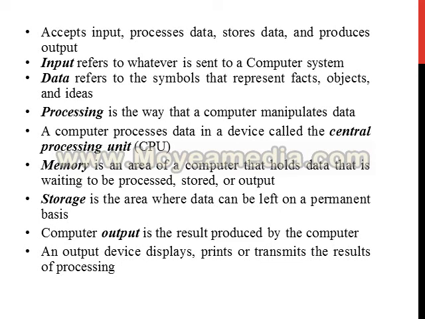It is a main part of any computer that it accepts input, and it also refers to a computer system. Data refers to symbols like facts, objects and ideas. Processing is the way a computer manipulates data, and a computer processes data in a device called the central processing unit. Memory is an area of a computer that holds data waiting to be processed or stored. Storage is the area where data can be left on a permanent basis. And computer output is the result produced by the computer.